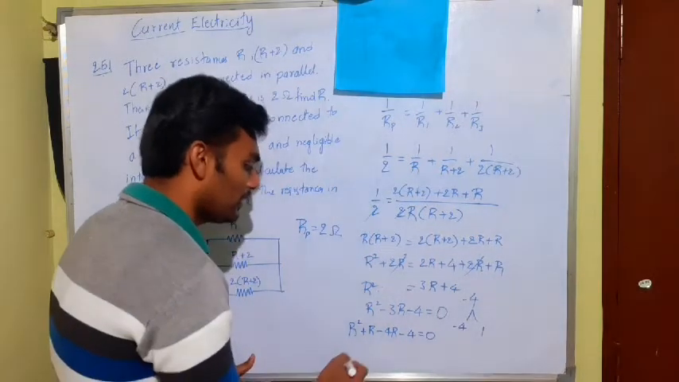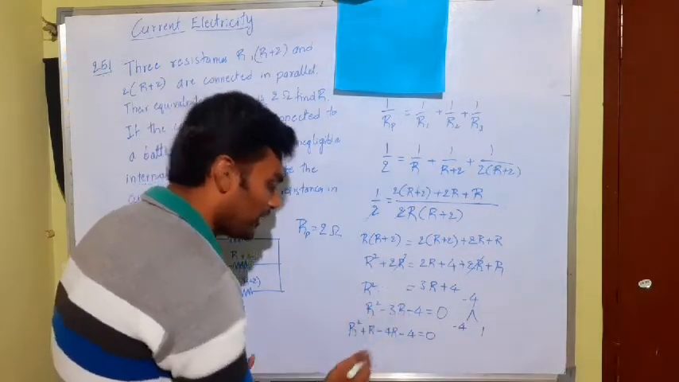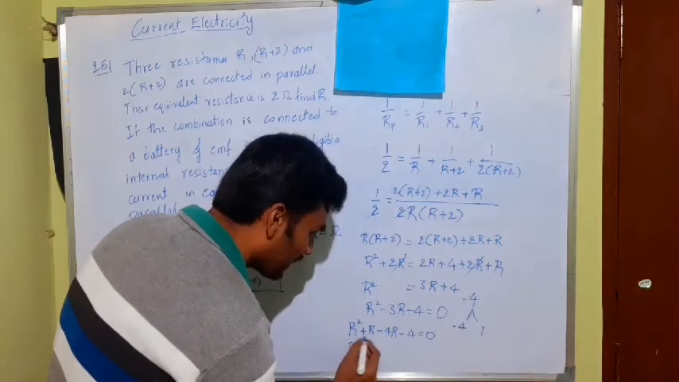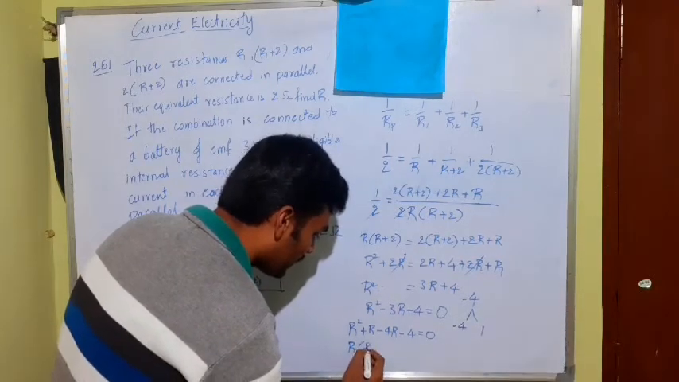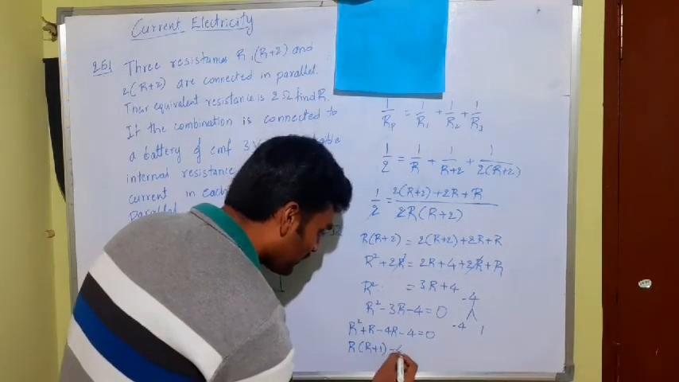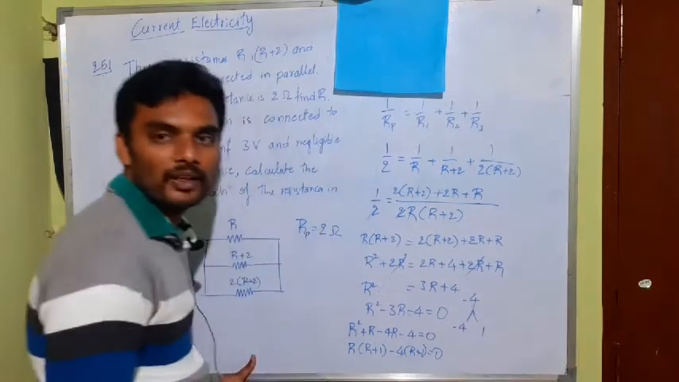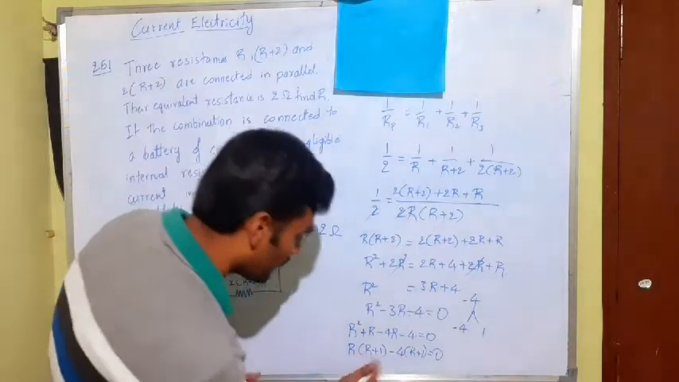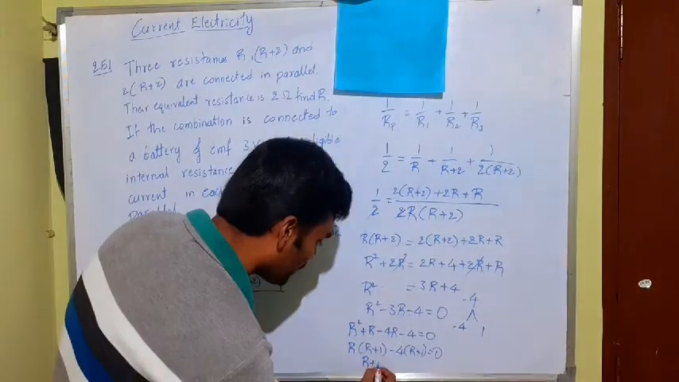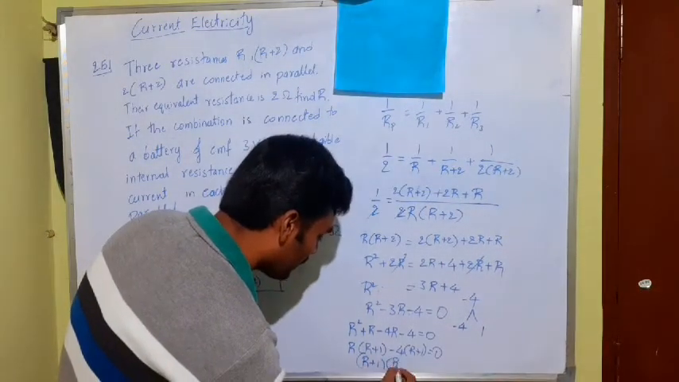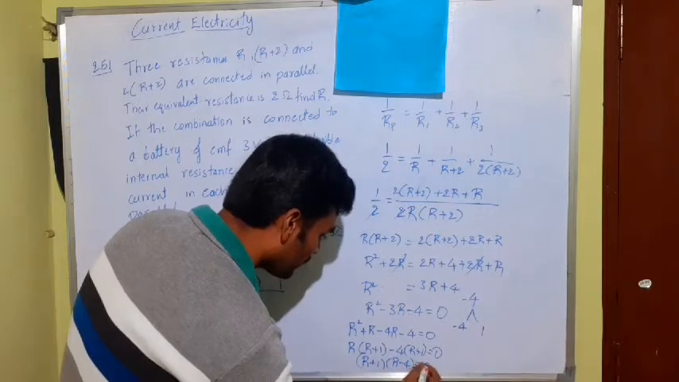Minus 4R plus R minus 3. So I can take R as common factor. R of R plus 1 minus 4 of R plus 1 is equal to 0. Now look, finally you have R plus 1 into R minus 4 is equal to 0.